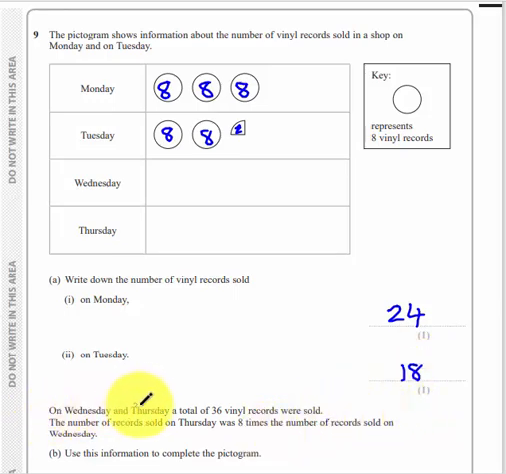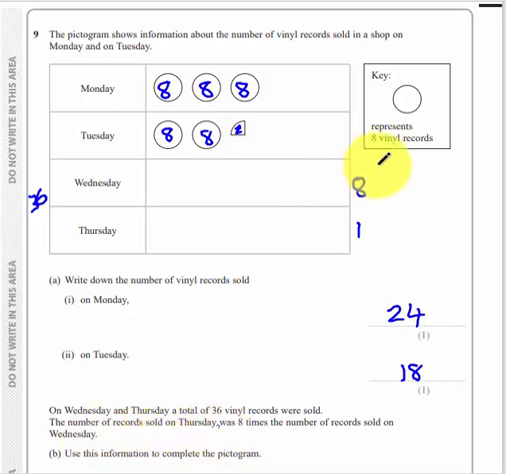On Wednesday and Thursday, a total of 36 vinyl records were sold. So I'm going to put 36 over here to remind me. The number of records sold on Thursday was 8 times the number of records sold on Wednesday. So I know that this one was 8 times that one. Use this information to complete the pictogram.